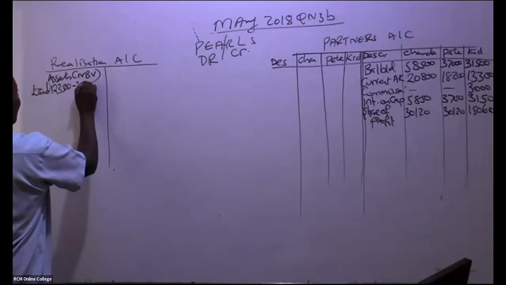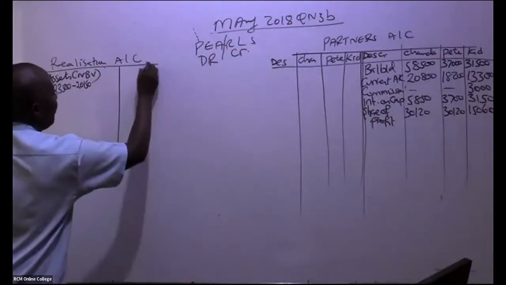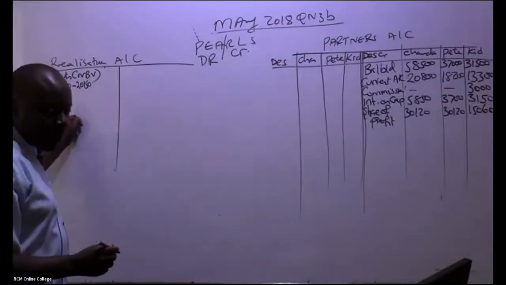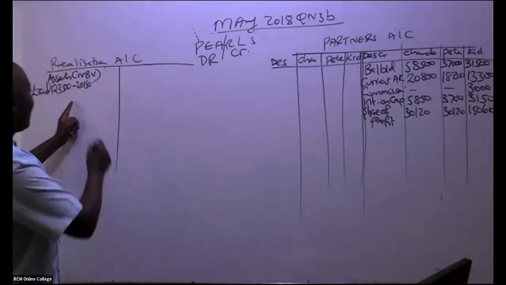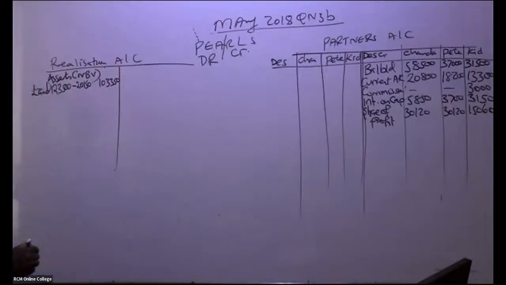So is there somebody who can give me this? How much do we have here? For land and buildings, you have to write in full. So I'm being given a figure of 103,350. We go and pick the next.